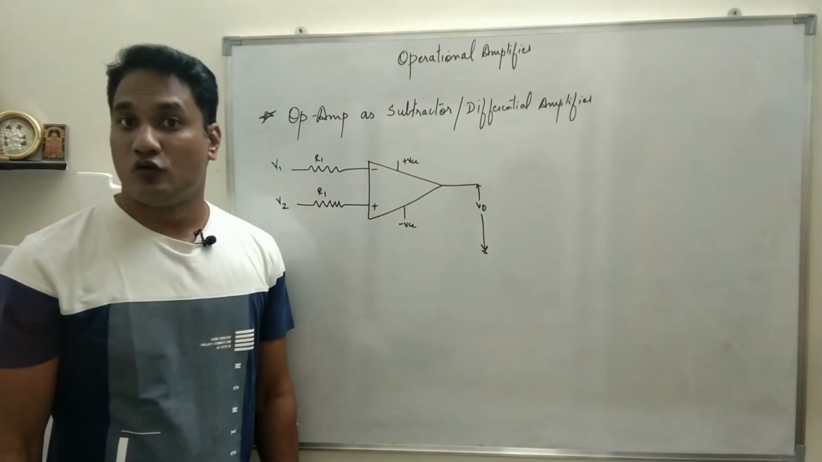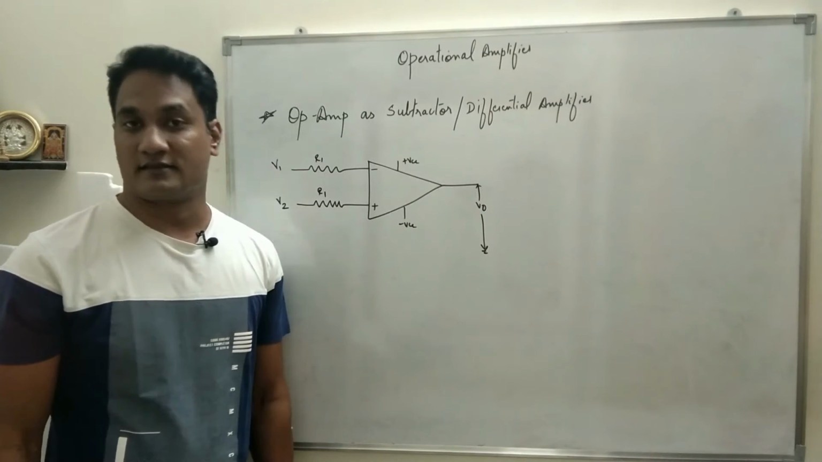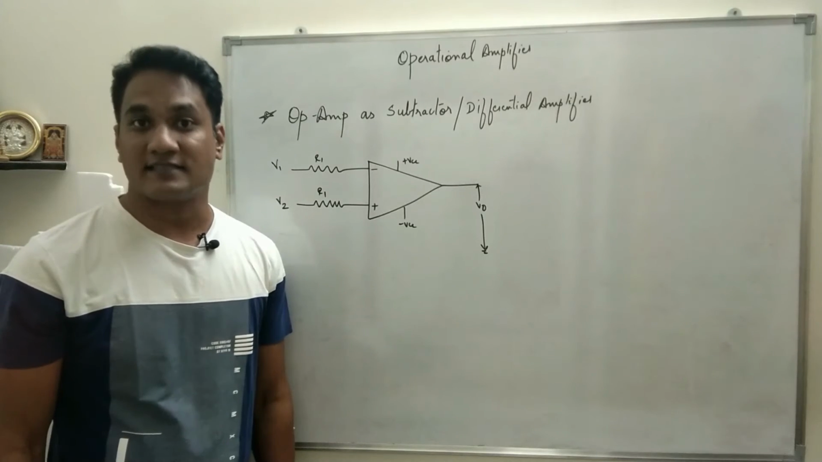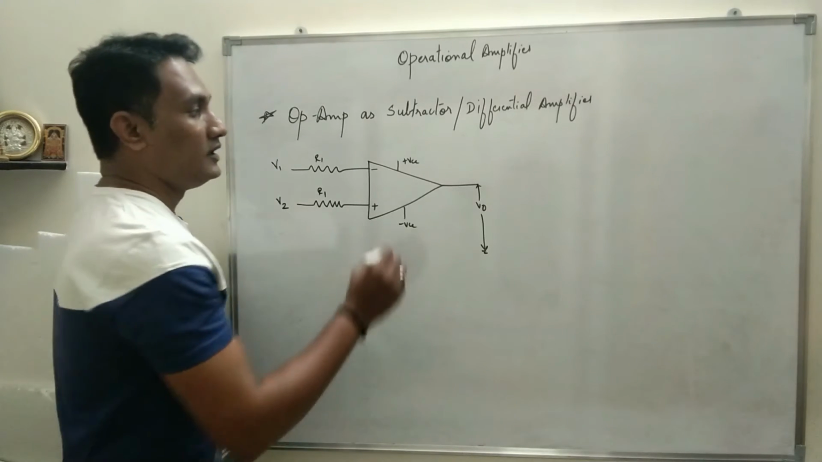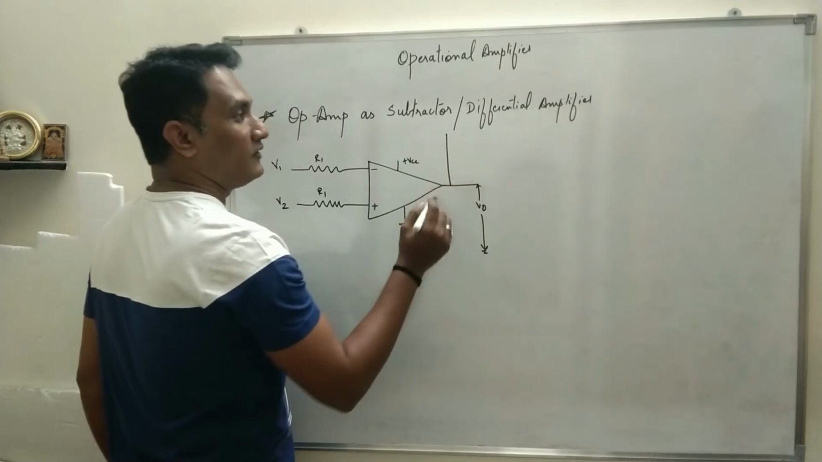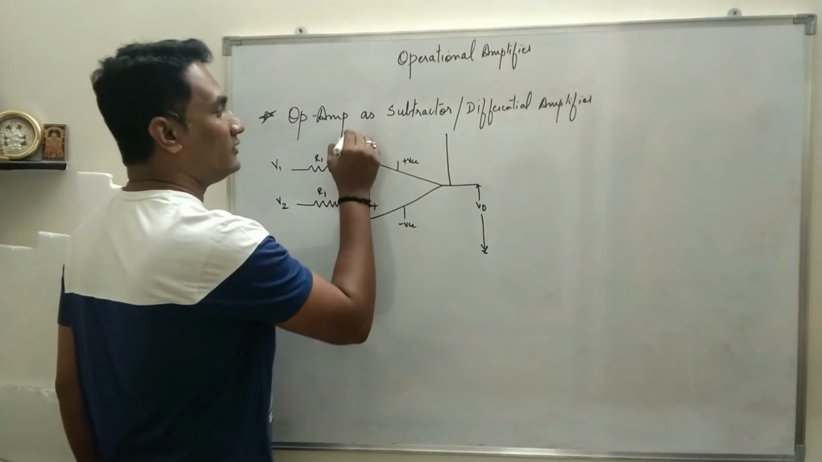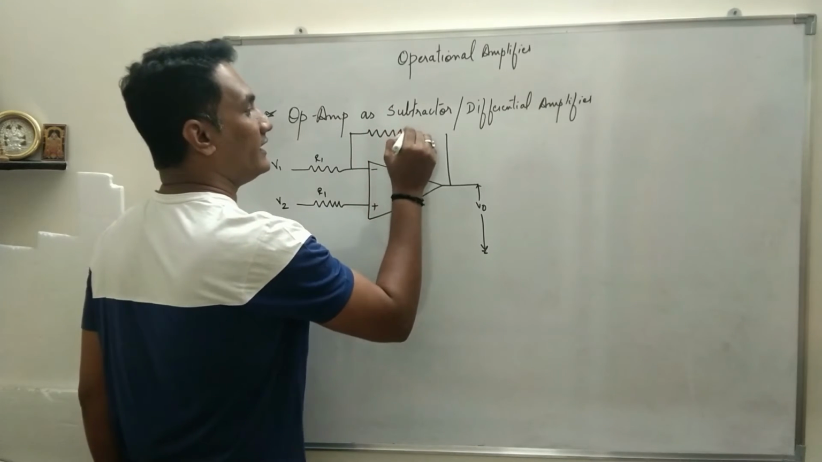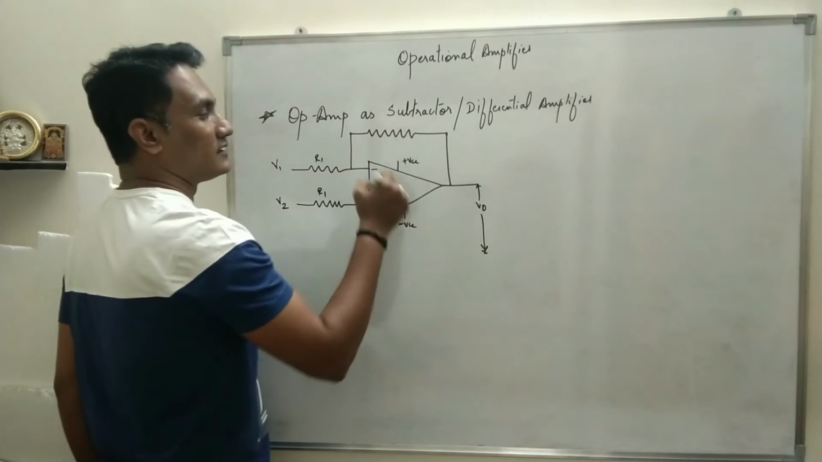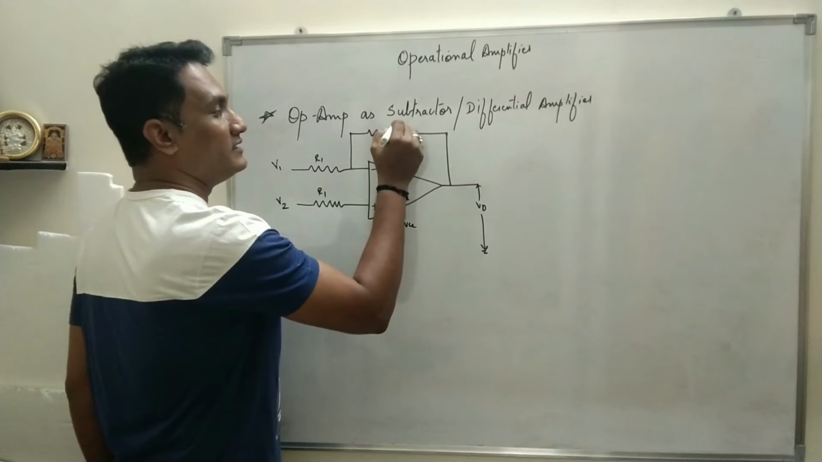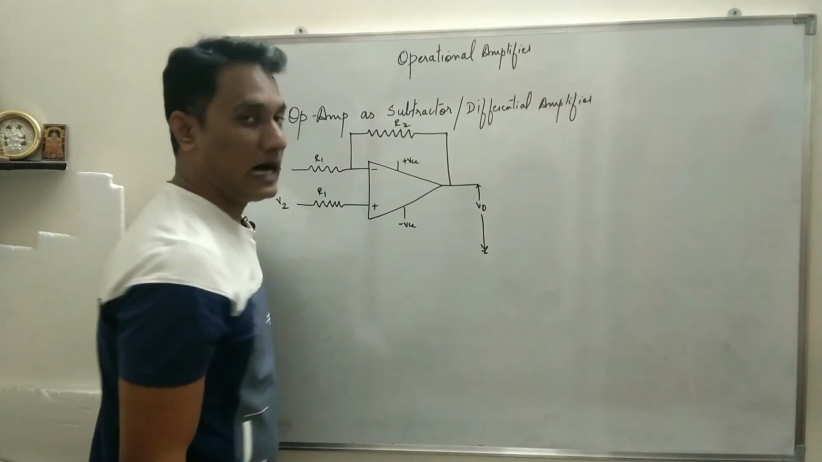So if you don't provide negative feedback, the circuit will not work as an amplifier. If you have to use it as an amplifier, the gain should be finite, and for the gain to be finite, you have to give negative feedback. Of course, this resistance we call the feedback resistance. In this case, I will call it R2.